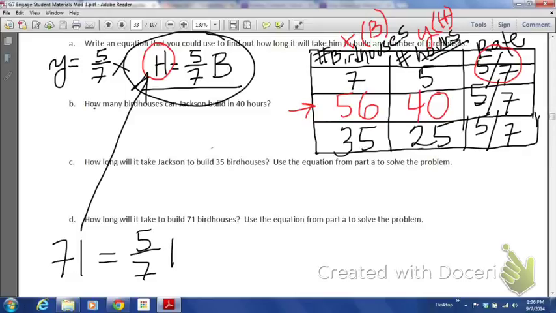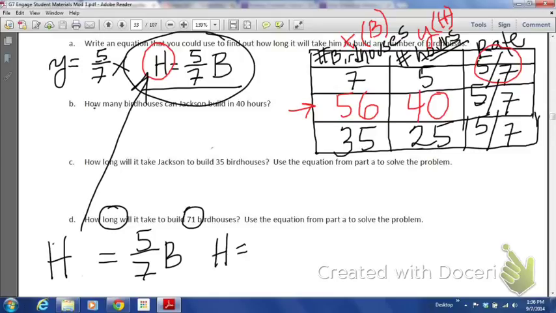So now we still know we have 71, because that's the number of houses. I'm sorry, this is wrong here. We know the birdhouses. So we're trying to find out how long it'll take, H, which is hours. I'm sorry, houses, birdhouses. Anyway, H equals 5/7 B, and we know our B, of course, is in this case 71.